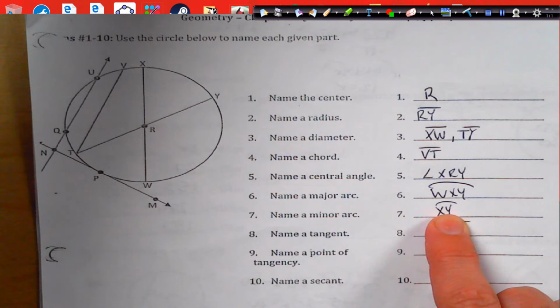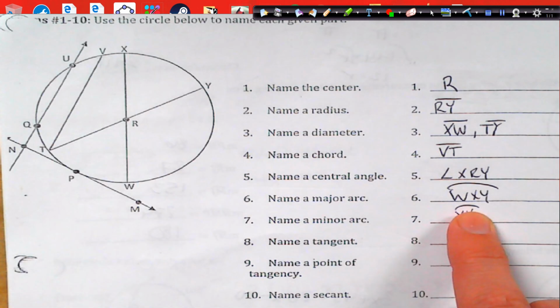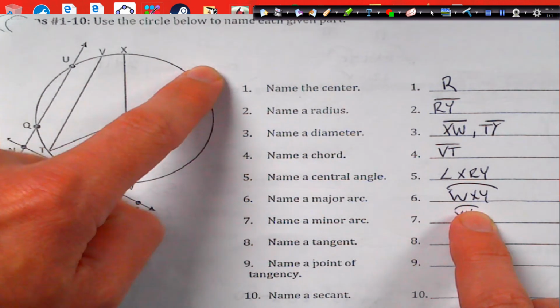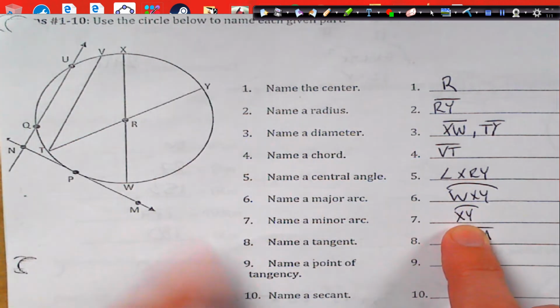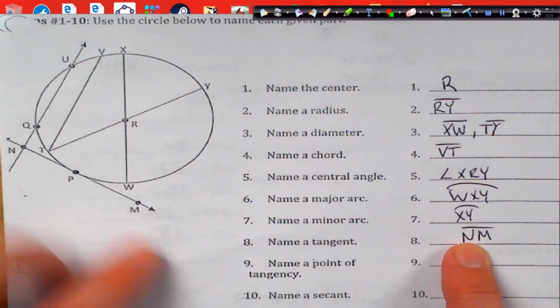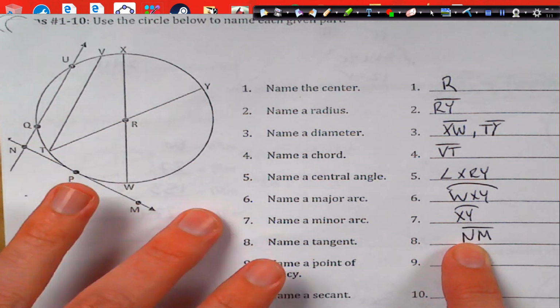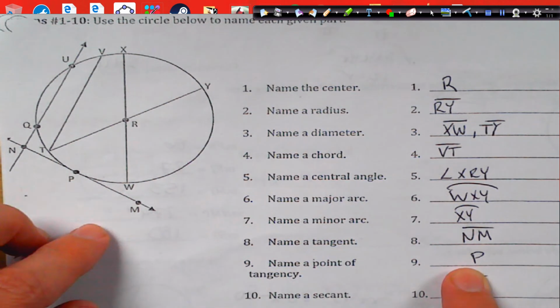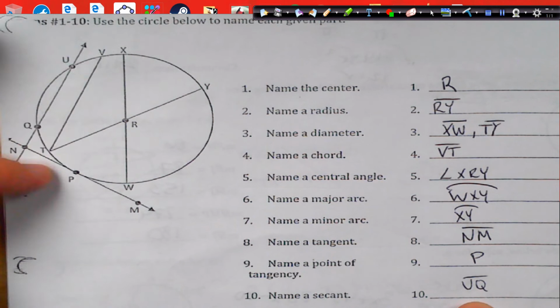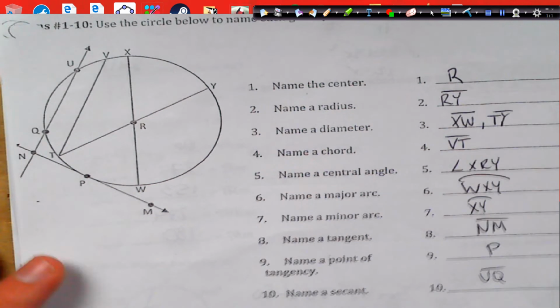Let's just zoom in a little bit more, sorry. Major arc has to be over 180, so WXY, so that goes over 180. Minor arc, XY, less than 180 and only uses two letters. The tangent, NM, right here, hits the circle once. Point of tangency would be P. And then the secant is going to be UQ. Hits it twice. We're probably not going to have that on the test.